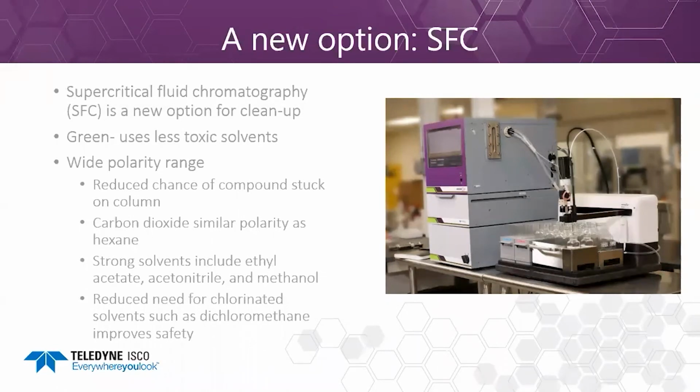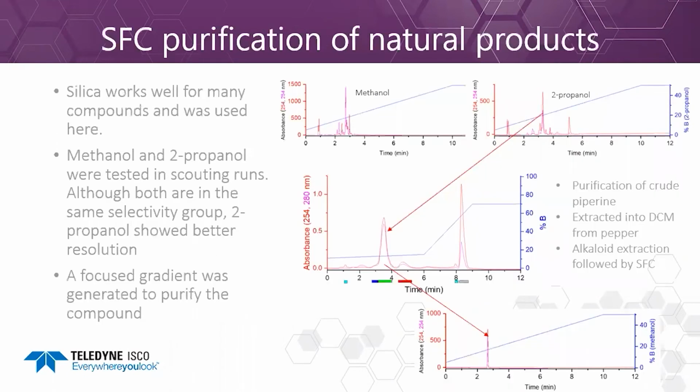SFC is green. It uses non-toxic solvents, so you can use ethanol, methanol, 2-propanol as compared to, say, acetonitrile for reverse phase. And the carbon dioxide is something every person generates on their own. This is an example of how an alkaloid extraction can quickly jump to a final purification step. Piperine was extracted into dichloromethane, followed by an alkaloid extraction as described earlier.